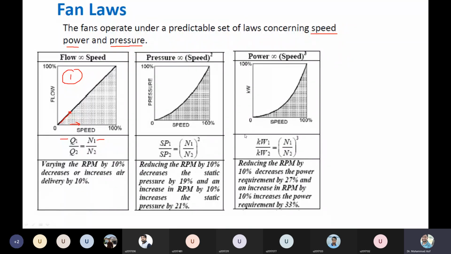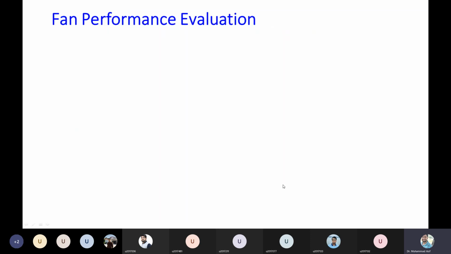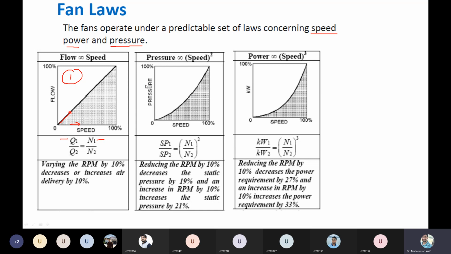If you're increasing the speed, that means you need more input power to the fan. Let's say initially you need 1000 RPM. If you want to increase the RPM, then you have to increase the work input, the power, also. If you want to increase the RPM by 10%, you have to increase the power by 33%. So just for a 10% increase in RPM, you need to increase the power by 33%. So these are the fundamental laws for the fans.